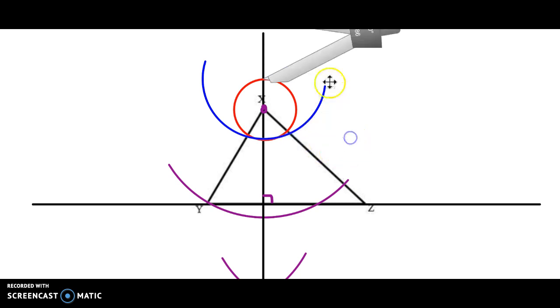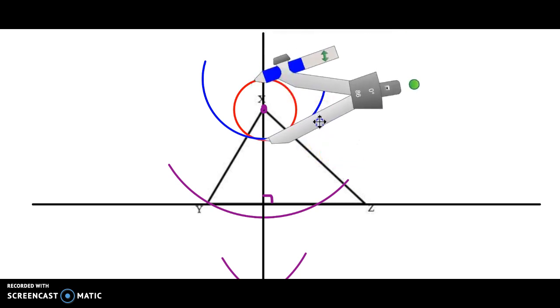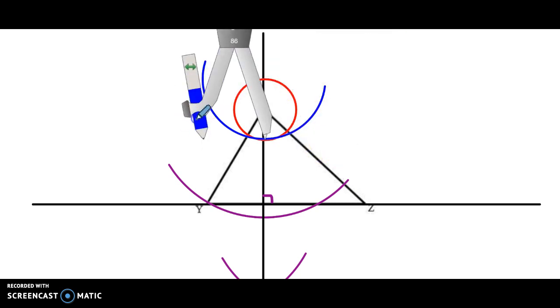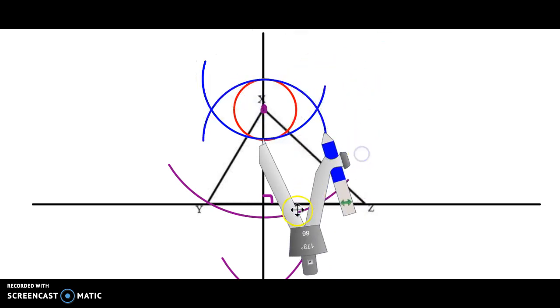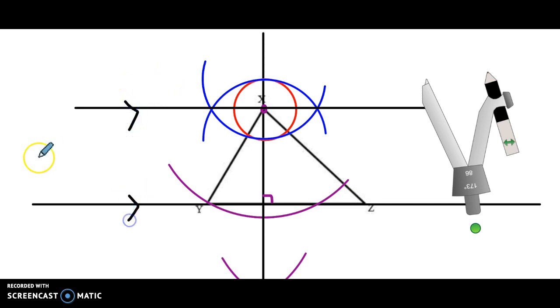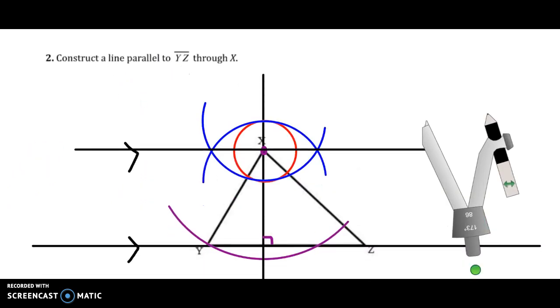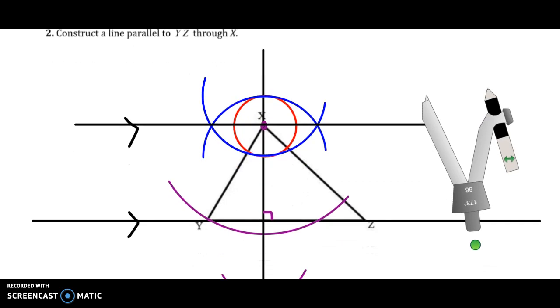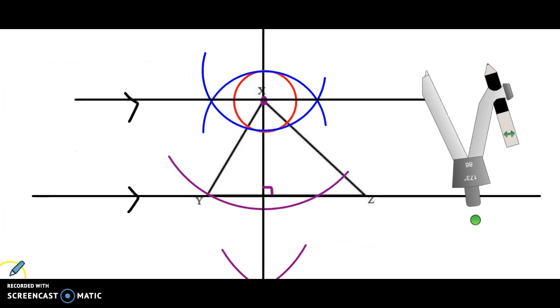And I'm going to put my compass on the other endpoint of that diameter. Make an arc to intersect the other blue one. Where those two arcs intersect, we can put points, and through any 2 points, we can put a line. So there is my line that is parallel to YZ and passing through point X. Do we need to label that anything? It didn't ask us to, so we do not. And that is it for this example.